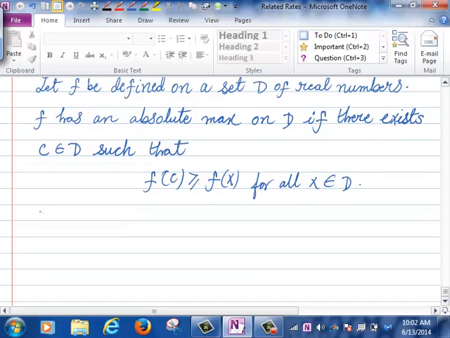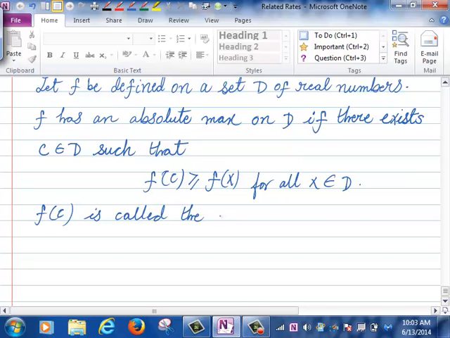Define, well, f of C here, f of C is called the absolute maximum value of f on D.